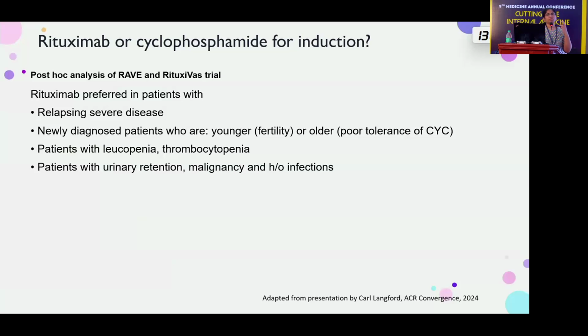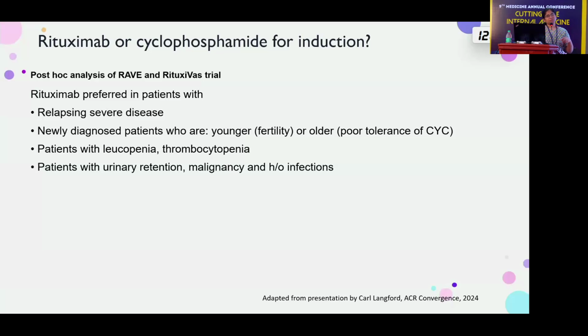So when it comes to rituximab or cyclophosphamide, this is based on the post hoc analysis of the two main ANCA trials in the induction treatment of ANCA vasculitis, which are RAVE and the rituximab trial. Both these trials compared rituximab versus cyclophosphamide in inducing remission in patients with ANCA vasculitis. The post hoc analysis suggests rituximab is a preferred agent when you have a relapsing disease which is severe, in younger patients because of the fertility issues with cyclophosphamide, and even in older patients who are not able to tolerate cyclophosphamide.